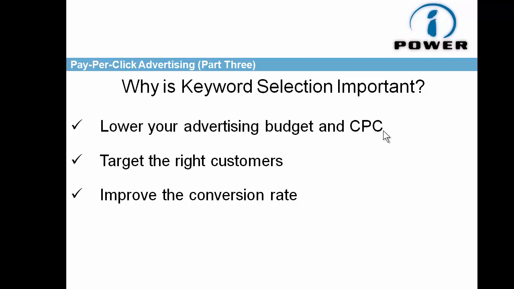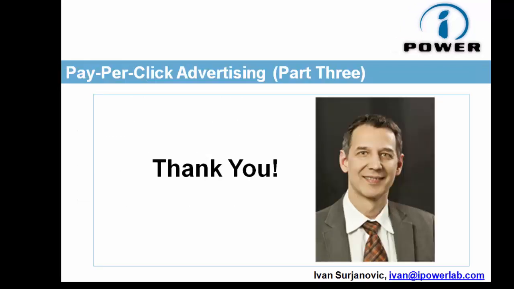So if you look at this, this is really about your money, and this is really about your profit. All those 3 really lead to more profit and more successful advertising on Google. So this is about keyword selection, but more tips are coming on how to successfully advertise through PPC, pay-per-click advertising model.